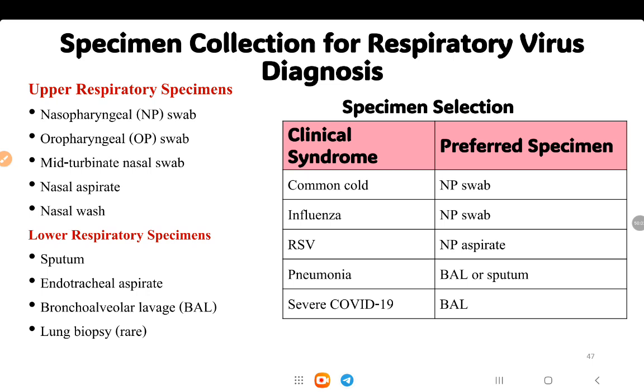In common cold, we can use a nasopharyngeal swab. In influenza, we can use a nasopharyngeal swab. For respiratory syncytial virus, we can use a nasopharyngeal swab. For pneumonia, we can use sputum or bronchoalveolar lavage, and for severe acute COVID, we can use lower respiratory samples only. Choosing the correct specimen greatly improves the chance of detecting the different viruses.